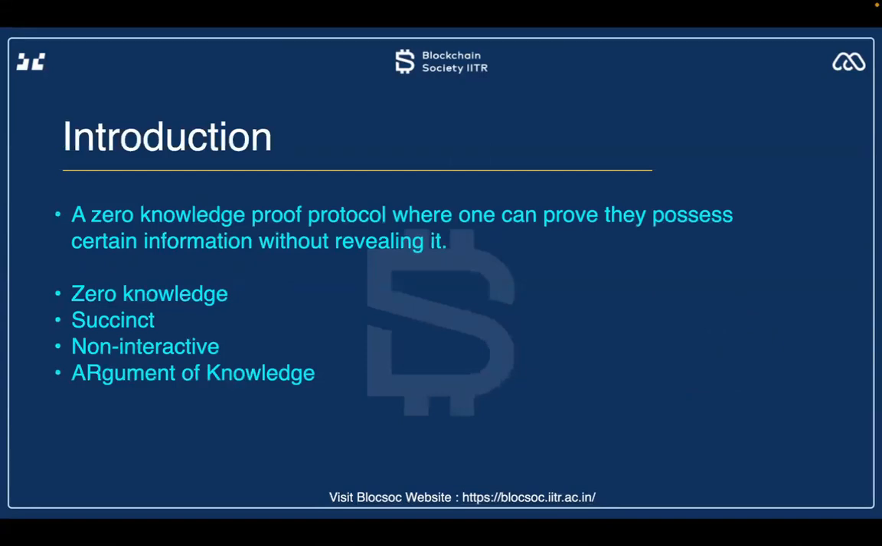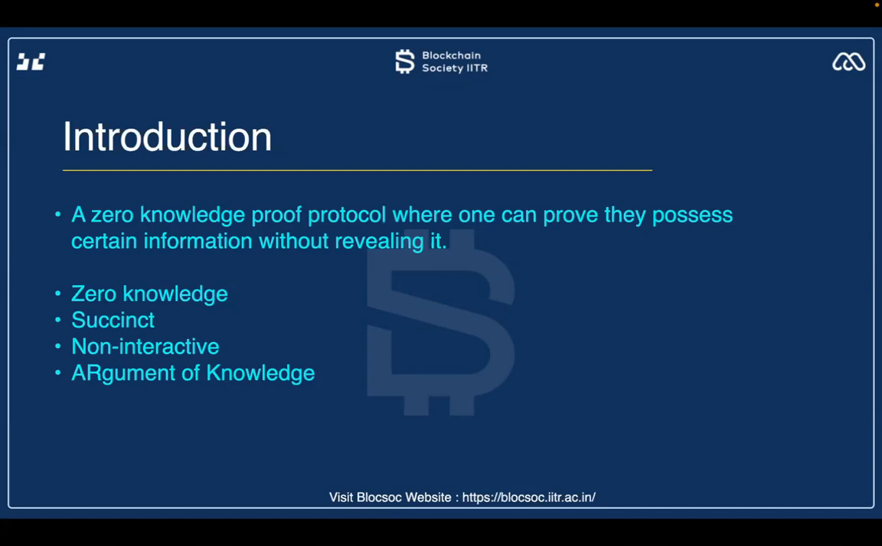ZK SNARKs are a way to prove that you know something without revealing the information itself. They allow one party to prove to another that a statement is true without showing any details about the statement. The following components form the ZK SNARKs: it is zero knowledge, it is succinct, it is non-interactive, and it provides argument of knowledge.